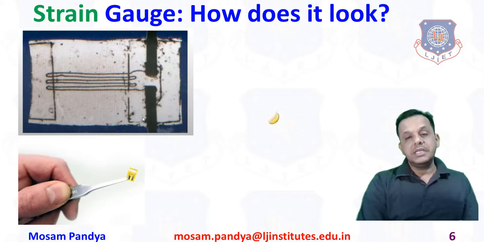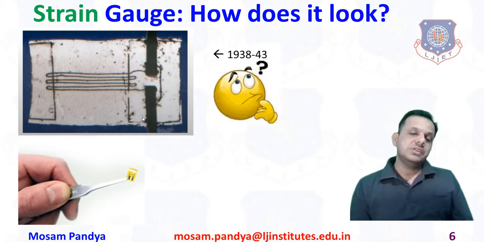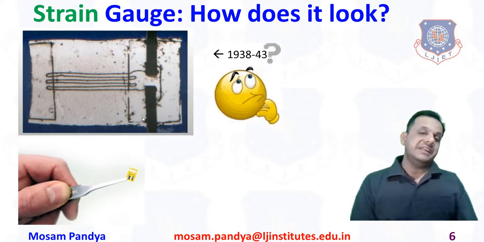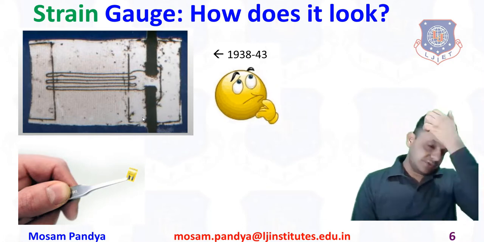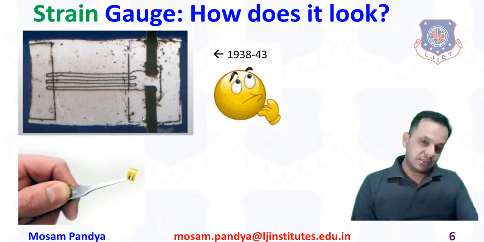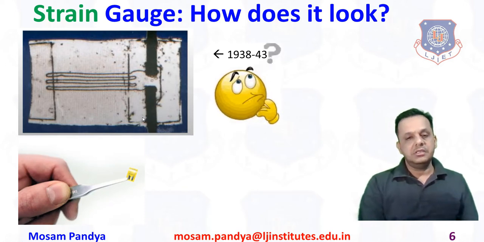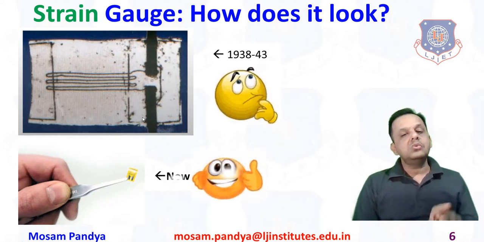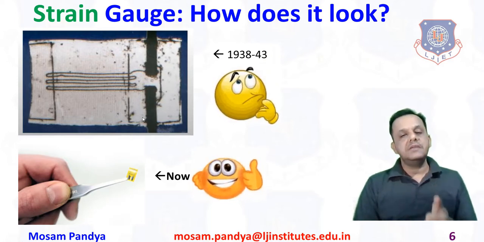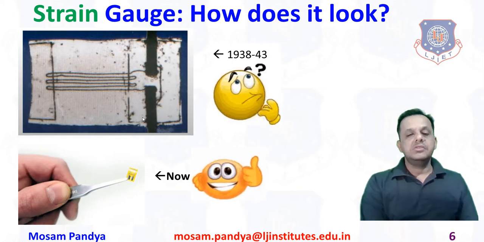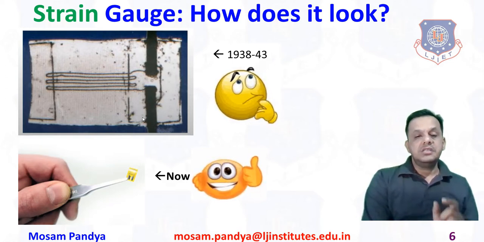One more thing: this was first fabricated around 1938 to 1943. Probably in India we were struggling for our independence, and the scientists in Europe were doing this kind of innovation. Now in the second picture you see that we are actually utilizing the strain gauge. The scale of the strain gauge is very small.